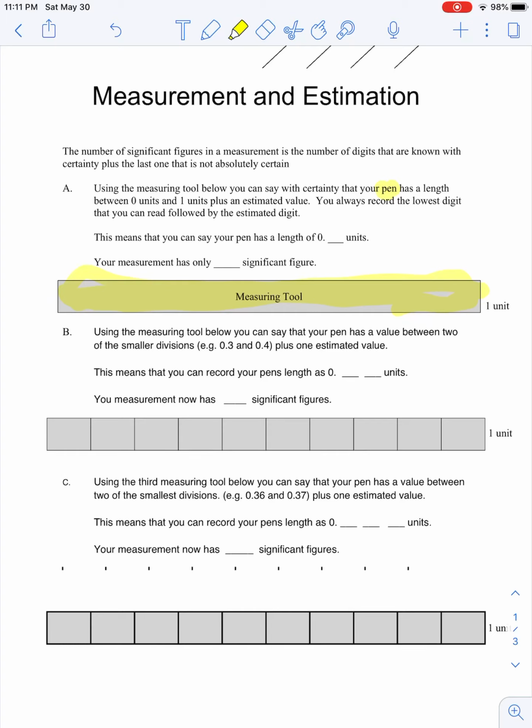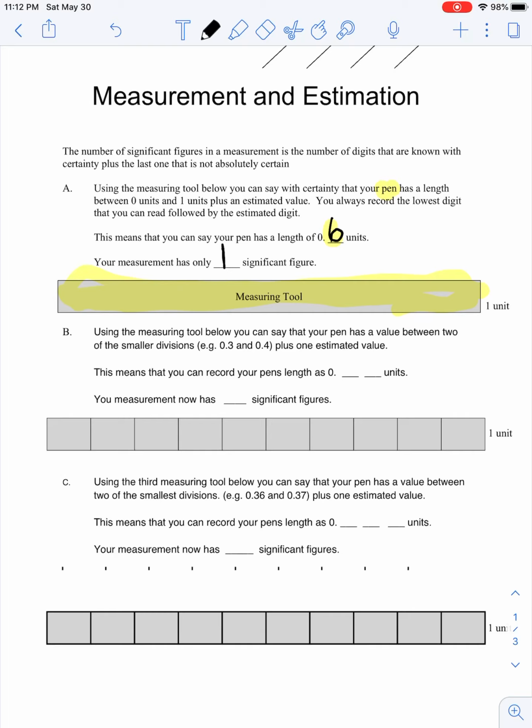So I'm certain about the 0, but I'm certain it's less than 1 unit. I'm going to estimate it at 0.6 units because I am most definitely past the halfway point with my knuckle. Okay, so when I ask how many significant figures my measurement has, it really only has one, because I estimated the 0.6. I definitely know it's less than 1 unit, but that second figure I'm unsure of.